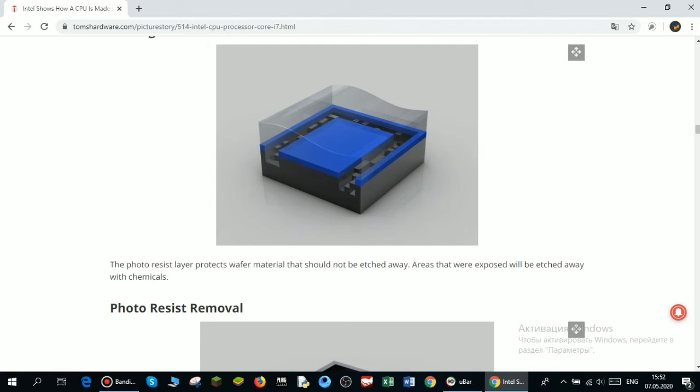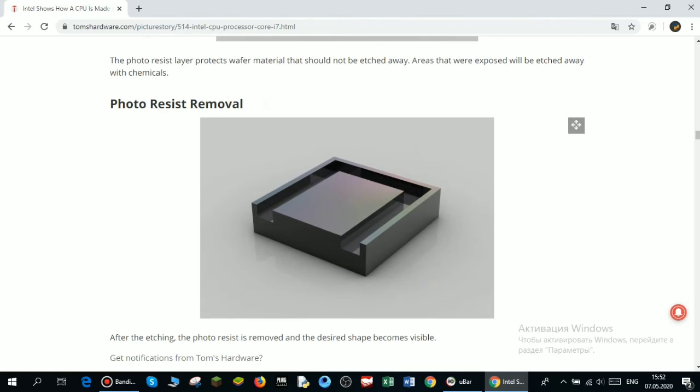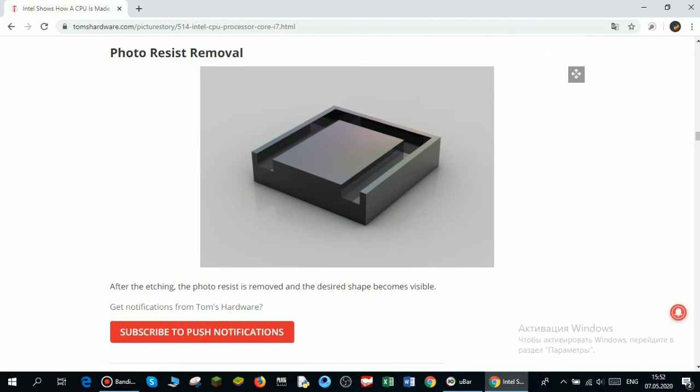The photoresist layer protects the wafer material that should not be etched away. The areas that are exposed will be etched away with the chemicals. Okay. Then the photoresist removal. After the etching, the photoresist is removed and the desired shape becomes visible.